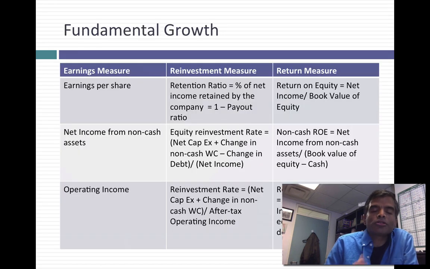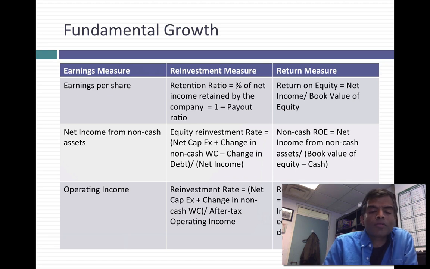So let me get the process started by first talking about fundamental growth. The key thing to remember about fundamental growth is you're estimating growth by looking at a product of how much you reinvest and how well you reinvest. So if you're looking at growth in earnings per share, for instance, you measure how much you reinvest with the retention ratio. Basically, how much of your earnings you did not pay out in dividends. And you measure how well you reinvest with your return on equity. This growth measure you probably will use only for banks or when using the dividend discount model, but it's a good starting point. How much do you reinvest? How well do you reinvest?